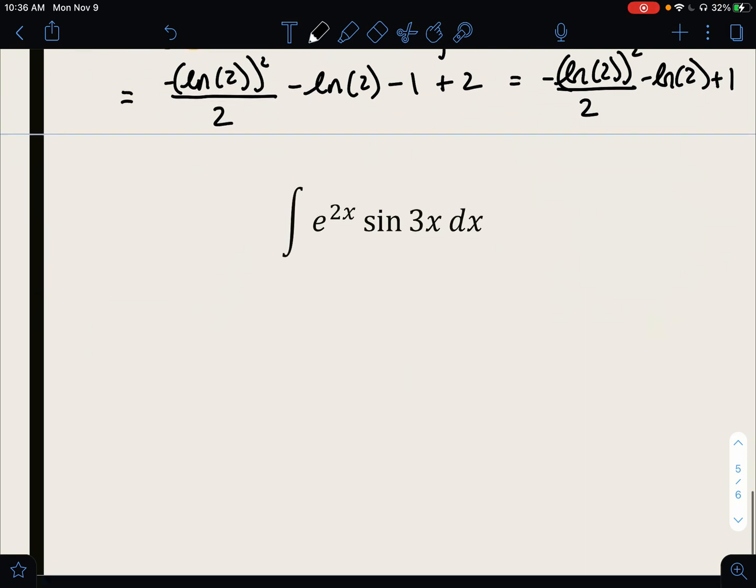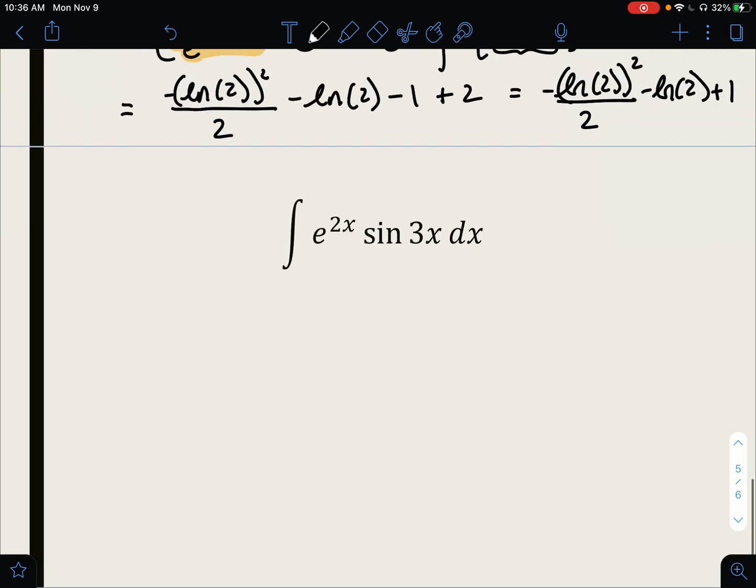All right, and the last problem. I see that I have an e to the 2x and a sine of 3x. So I have an exponential function and a trig function. And so using the tabular method for this one is similar to the problem that we did in class, where you have to stop the table at the appropriate point, or else you'd just be taking derivatives and integrals forever. So let's set it up.